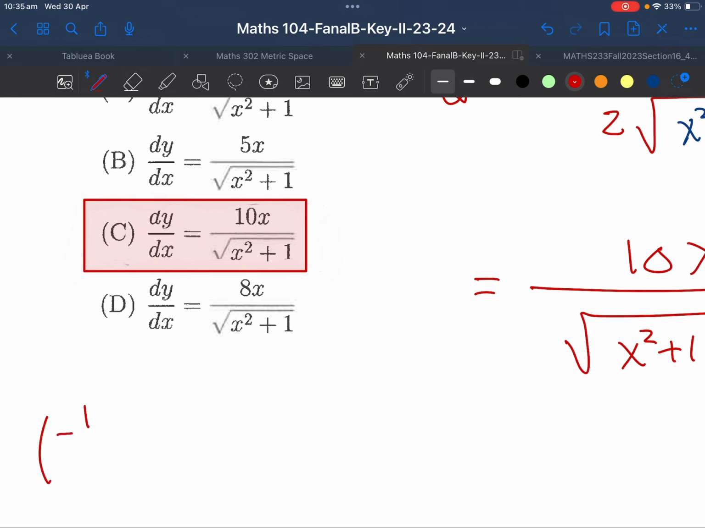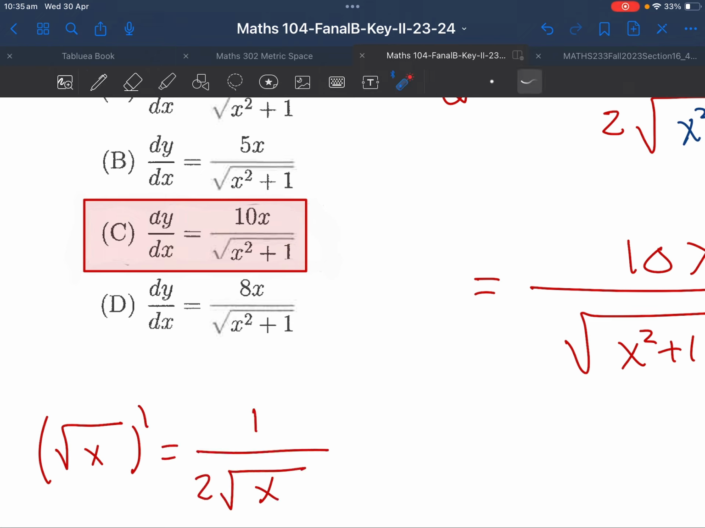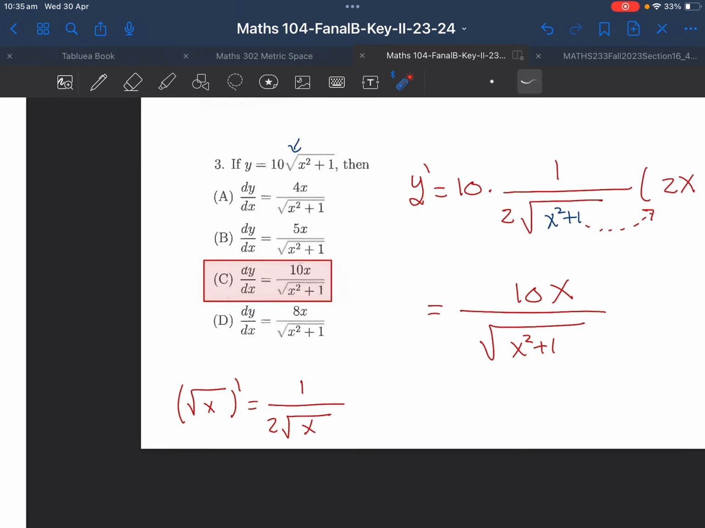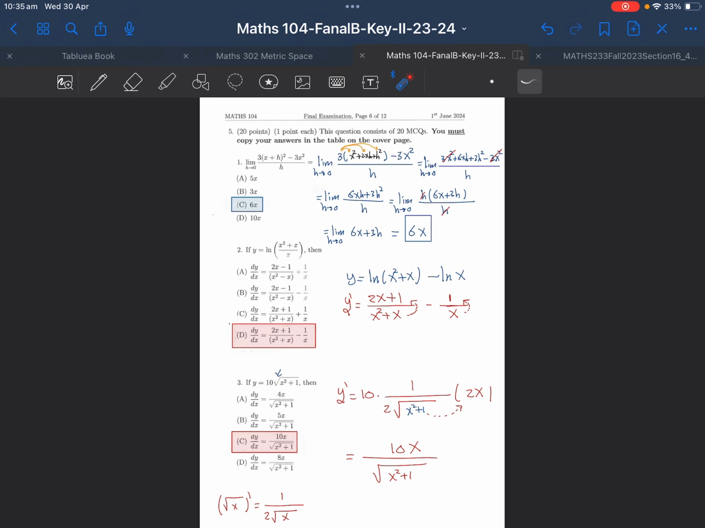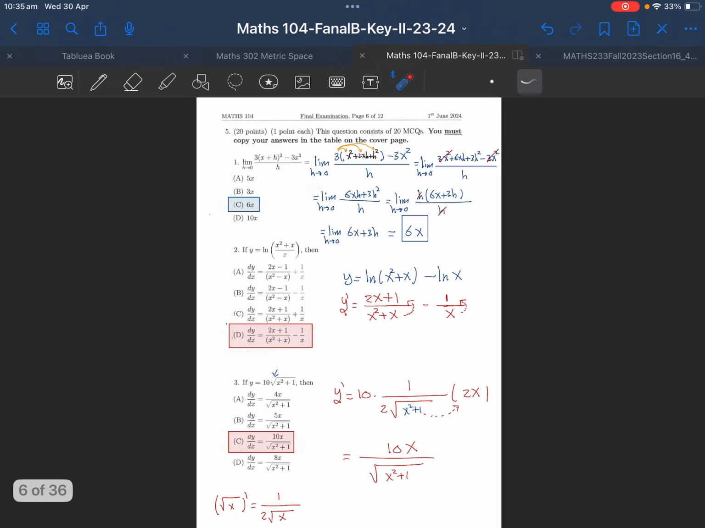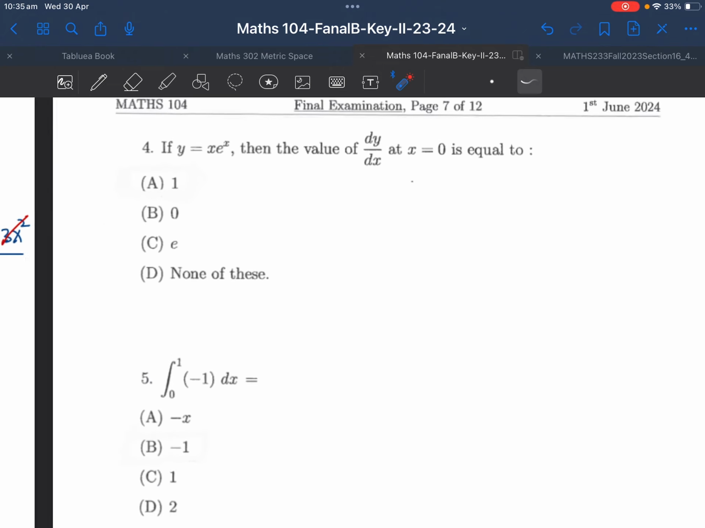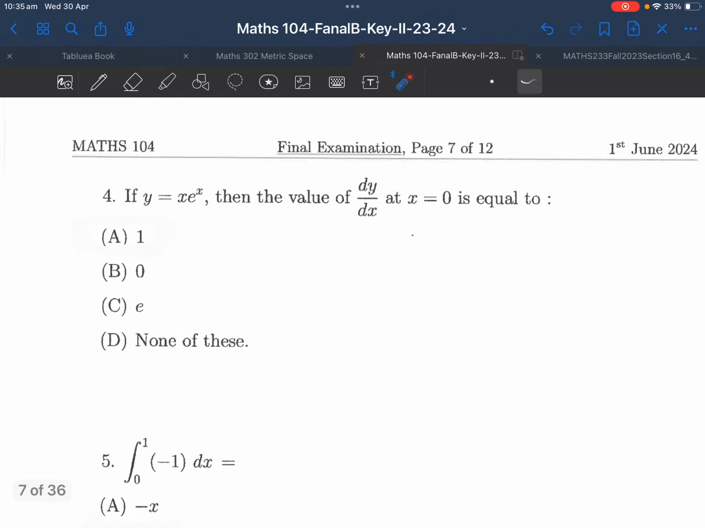Remember, in this question, I just want to remind you, I use that the derivative of the square root is a formula that we always do: 1 over 2 square root of x. Now, if there is u here, then you need to multiply by u prime. That's what we call the chain rule. Now, look, we finished 3 questions in the multiple choice very quickly. We will go next to another 3 questions on this page.